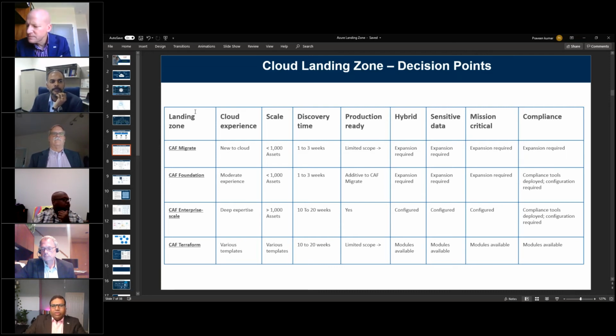So basically, we can look at your existing IT landscape and do a discovery on that. And typically, we take a discovery of 1 to 3 weeks and then suggest what sort of a landing zone you would require if you have less than 1,000 assets, including your complete network gear, your VMs, your applications, your backup and your storage and all that. So if it is less than 1,000 assets, we can do the discovery in less than 3 weeks or so, and then tell you how you can actually set up a landing zone.